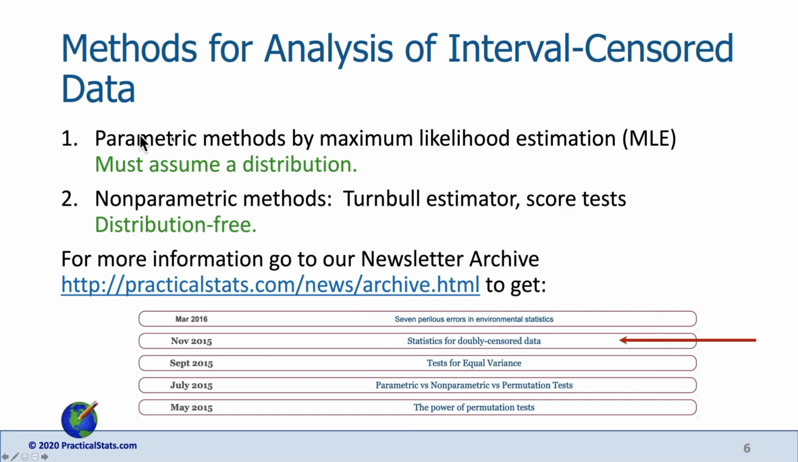The difference between parametric methods and non-parametric methods: in parametric methods, you have to assume a distribution. You're going to give it a mathematical formula that you think the data follow. While non-parametric methods are distribution-free. So we are going to look very quickly at maximum likelihood estimation for assuming a distribution, the parametric approach, and something called the Turnbull estimator for a non-parametric method. That's what you would use to estimate things like means, medians, etc. And score tests, which are based on the same kind of thing, for doing testing.